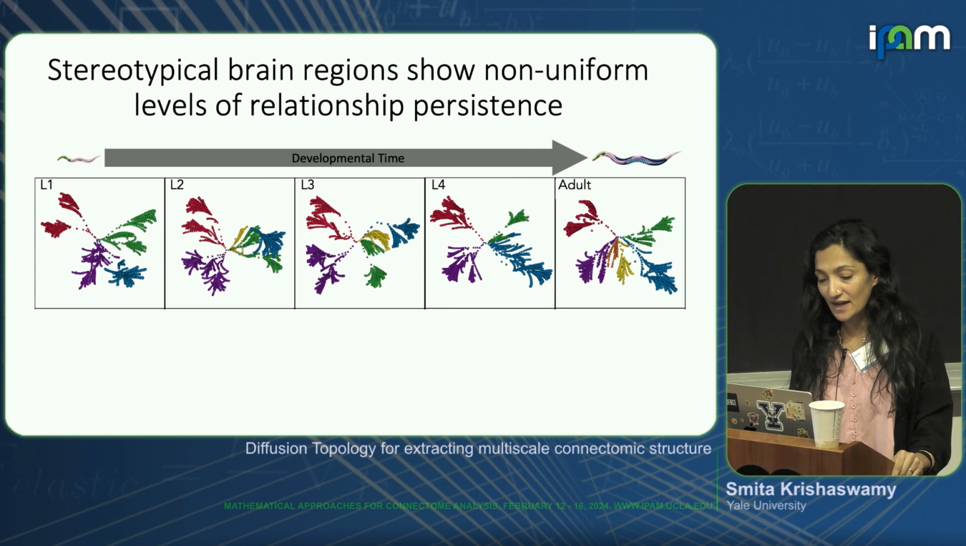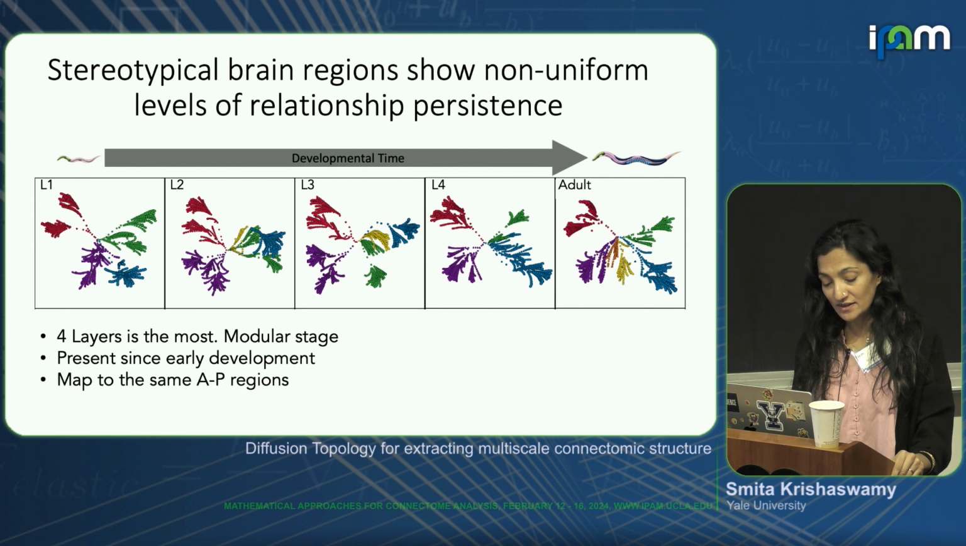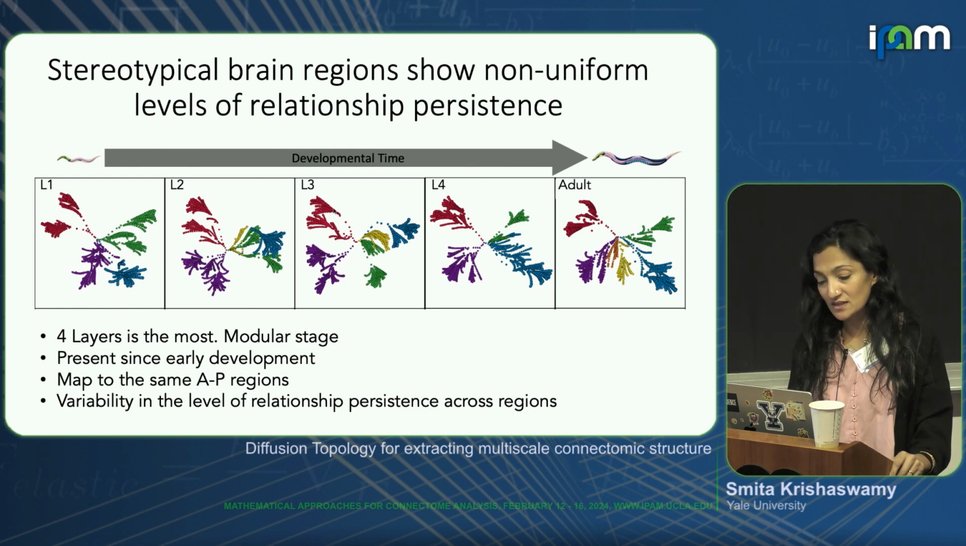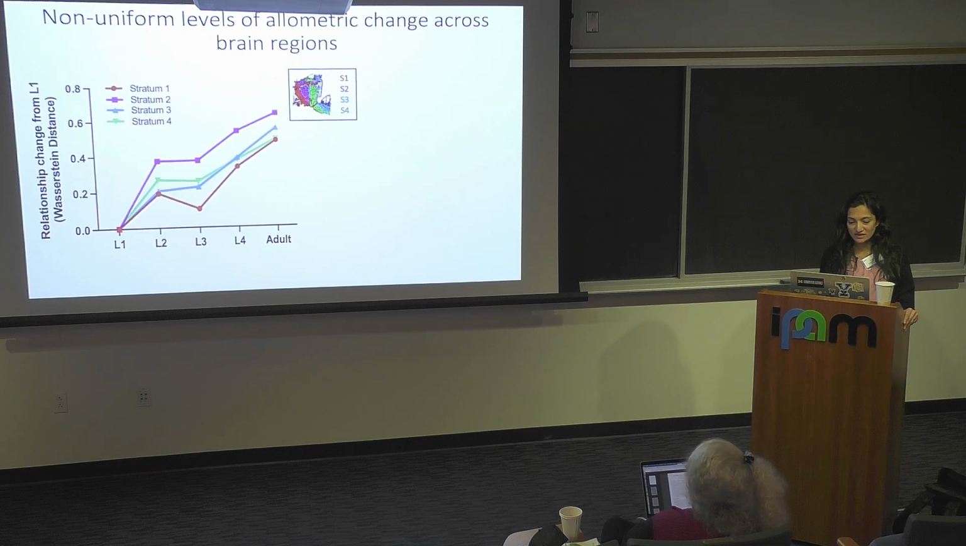If you look at the C-fate diagrams of these, to a first order they look pretty different. One thing is that 4-strata modularity is present since early development, and they map to the same anterior-posterior regions. But really there's variability in the level of persistence across these regions. In some regions there's more persistence. The most persistent region is strata 1, which I keep visualizing in red. We sought to ask, why is that the most persistent region? And actually, here's more proof that it's the most persistent.